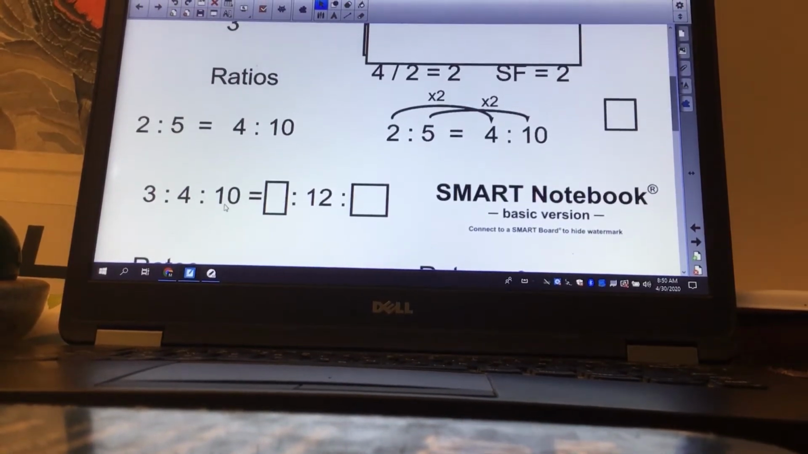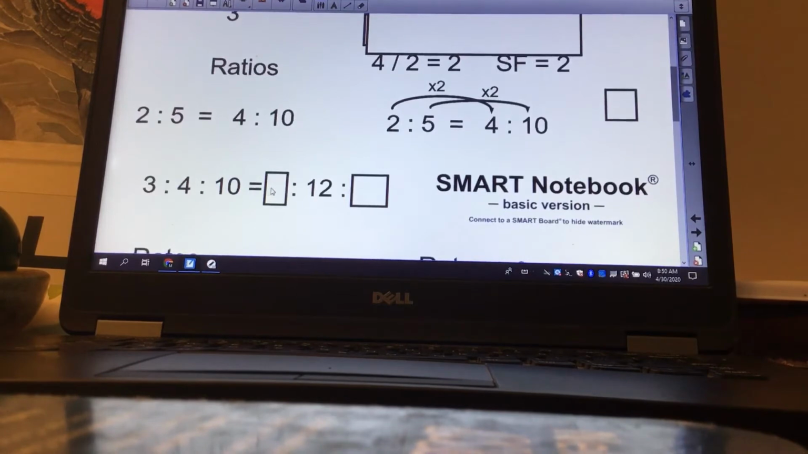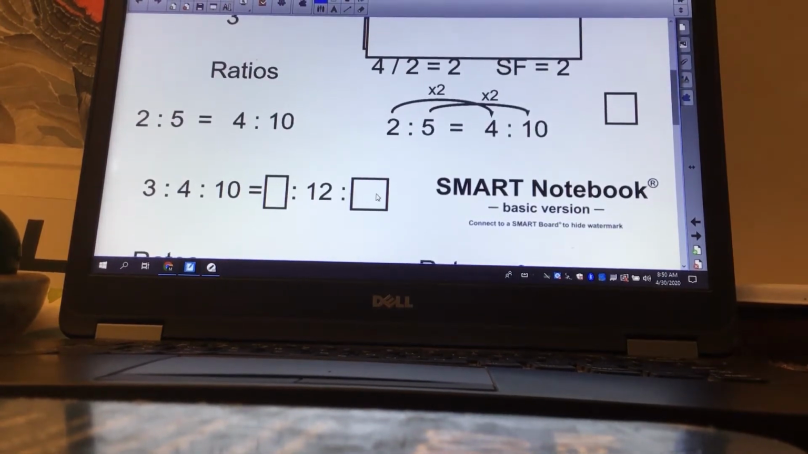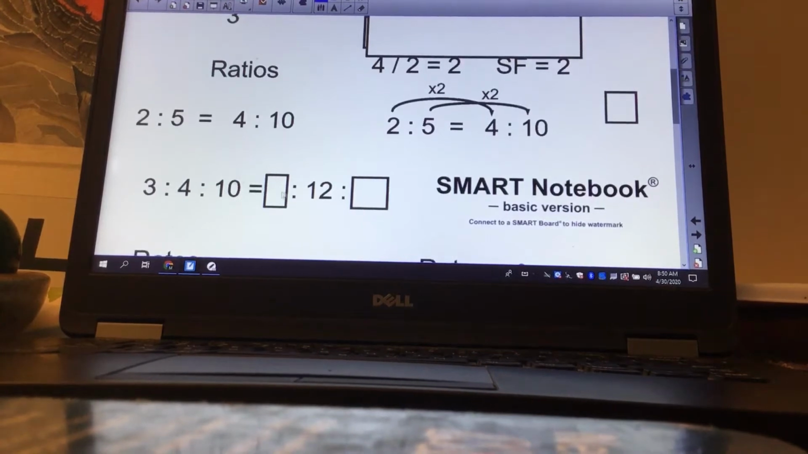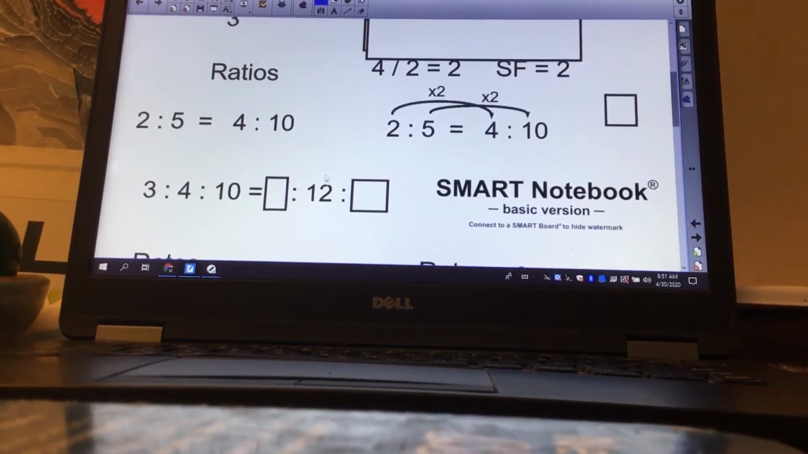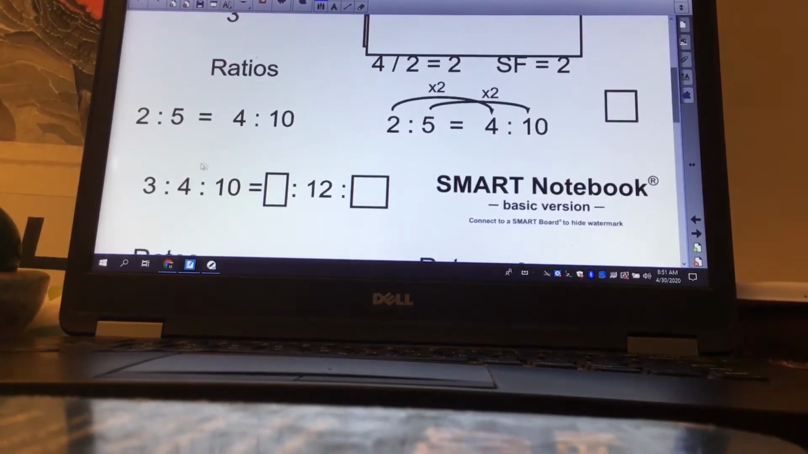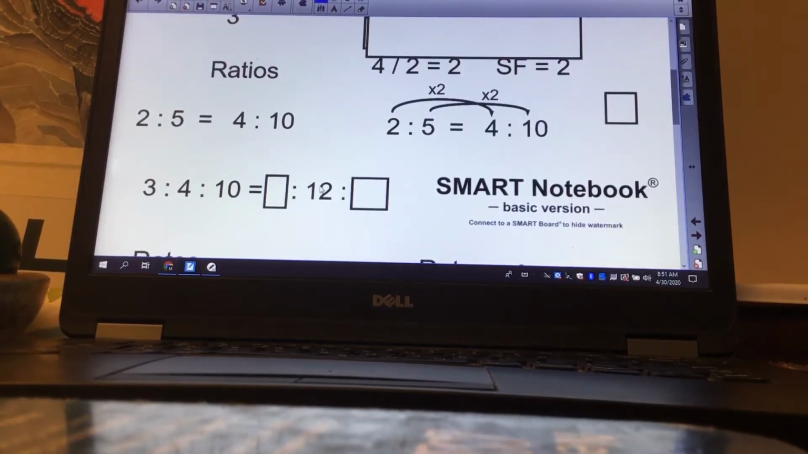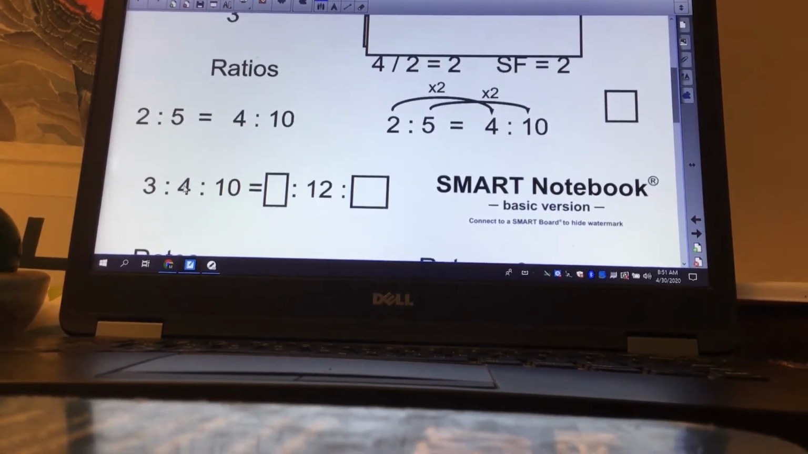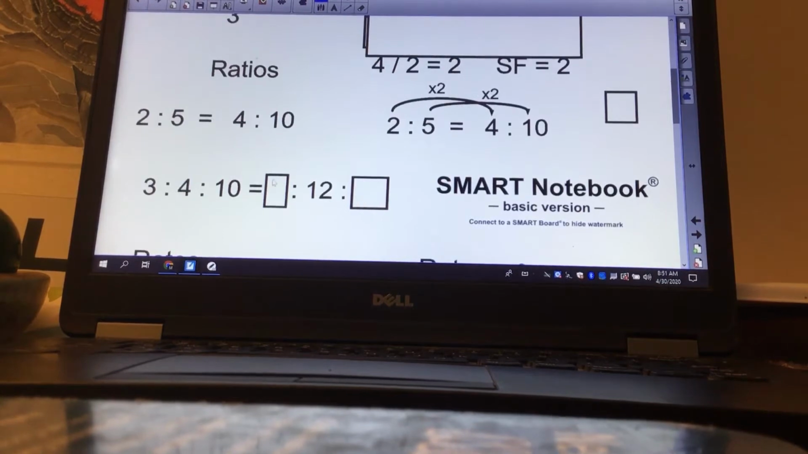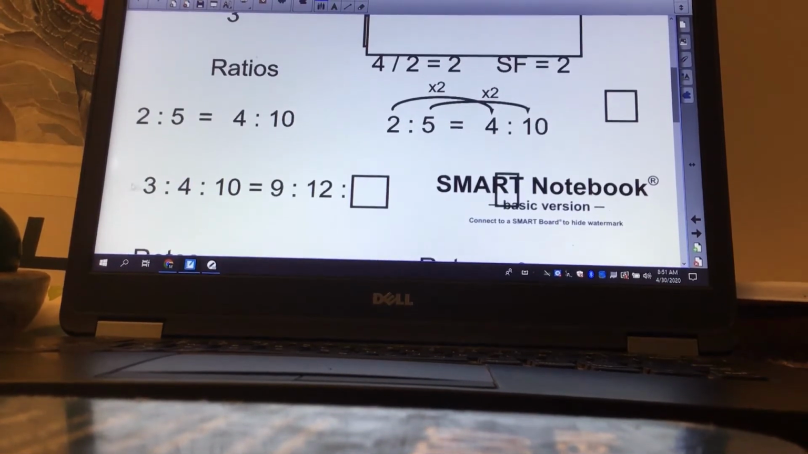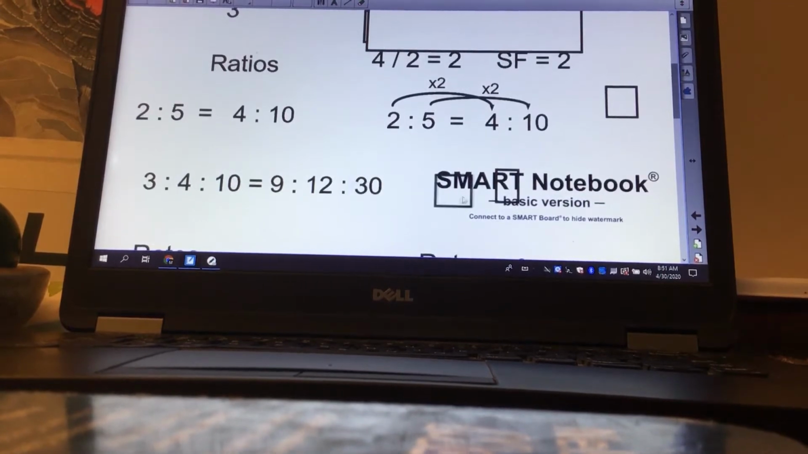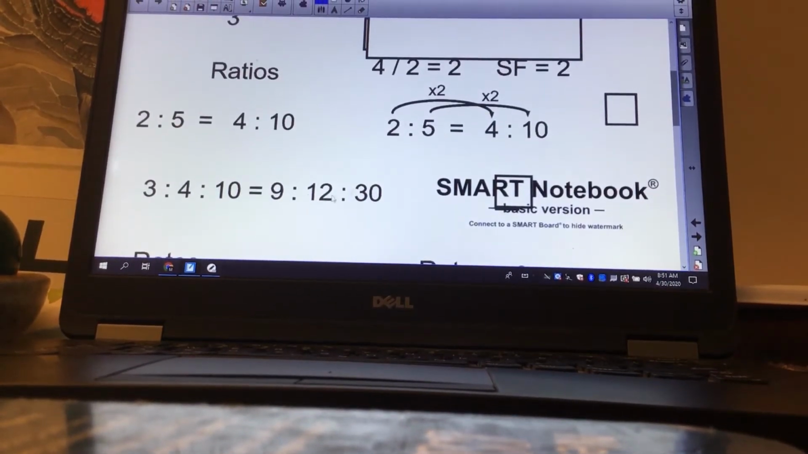Same thing when we see 3 of them. 3 to 4 to 10 is equal to blank to 12 to blank. So try it. You can see I have the middle of both, my 4 and my 12. So 12 divided by 4 gives me my 3. That's my scale factor. My number's going up from 4 to 12, so I'm multiplying by 3. So 3 times 3 gives me 9, and 3 times 10 gives me 30. 3 to 4 to 10 is equal to 9 to 12 to 30.